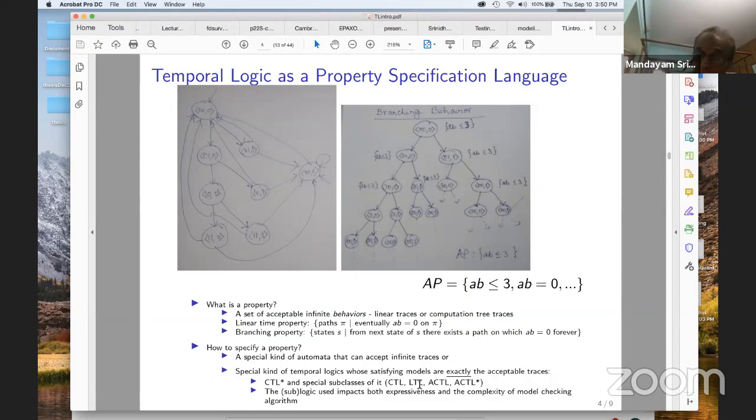The last ones: LTL model checking is also quite popular, and it primarily deals with linear time properties. ACTL and ACTL star are sub-logics of CTL star that satisfy interesting properties that sometimes make model checking more scalable for that subclass. So that way they are of interest to look at.